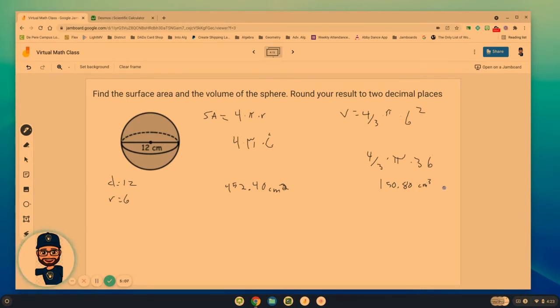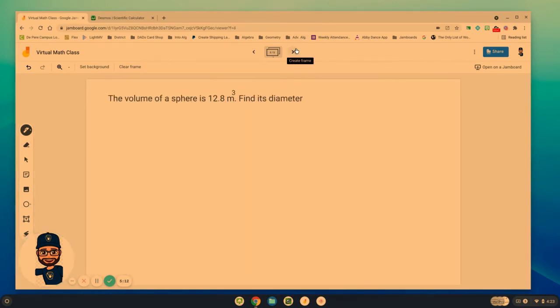All right, so again, straightforward, plugging them into a formula and going. Now, we will have to work backwards occasionally. The volume of a sphere is 12.8 cubic meters. Find the diameter. So volume equals 4/3 pi times the radius cubed. But the volume is 12.8. So 12.8 equals 4/3 pi times the radius cubed.